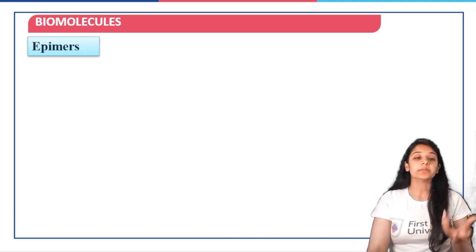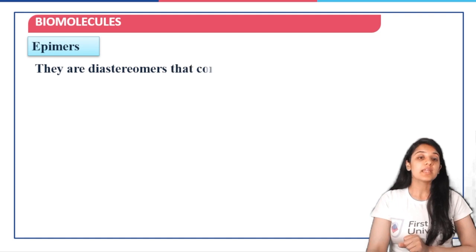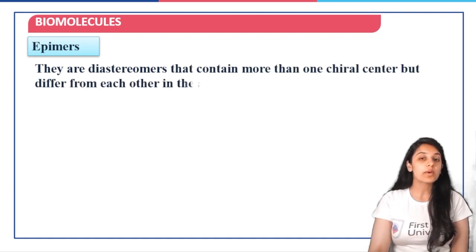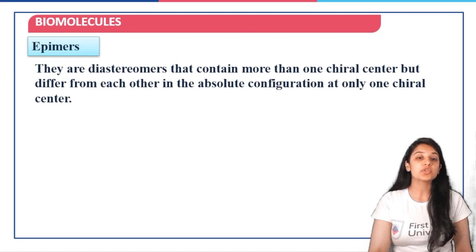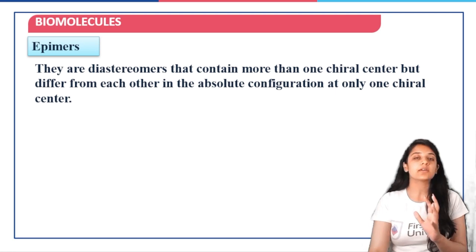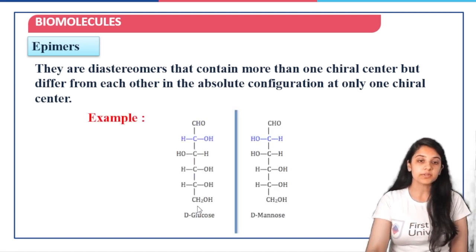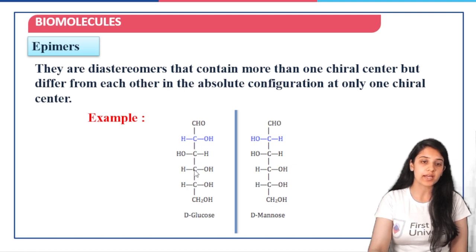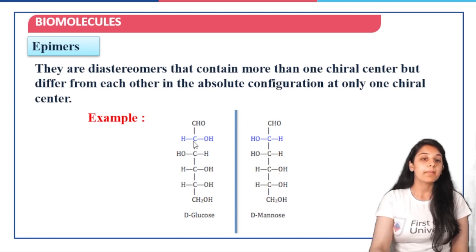Anomers is one term. Let us now discuss epimers. They are diastereomers that contain more than one chiral center but differ from each other in absolute configuration at only one chiral center. Like we have here, this is chiral, this is also chiral, this and this; all these four carbon atoms are chiral carbon atoms. For the rest of the carbon atoms, OH on left, OH on left, OH on right, OH on right, the configuration is the same. But at the first chiral center, OH is on the right here and on the left there.